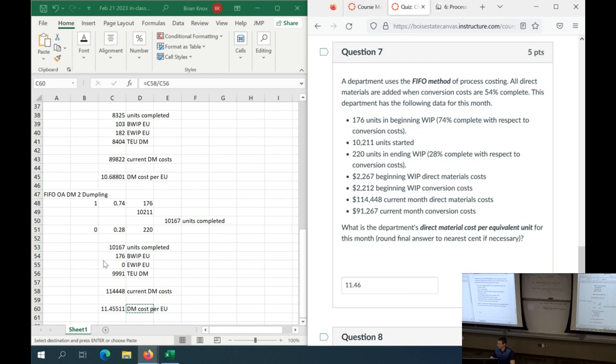Okay. So this works very similar to the previous problem. Just the percents complete are a little different because we have beginning WIP 100% complete, ending WIP 0% complete.